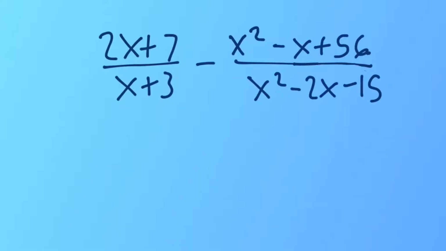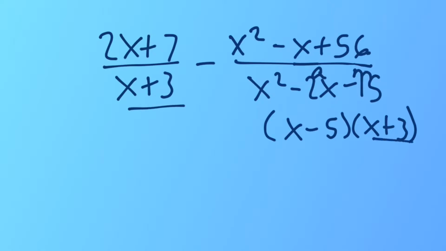If we look at this problem, we notice that we don't have the same denominators, but we need them in order to add or subtract two fractions. So factor this second fraction's denominator. Remember, you have to add to that first number and multiply to that second one. So that'll be x minus 5 and x plus 3.